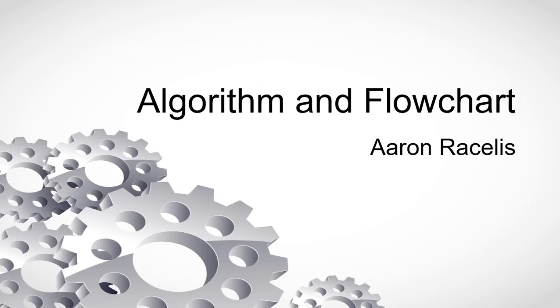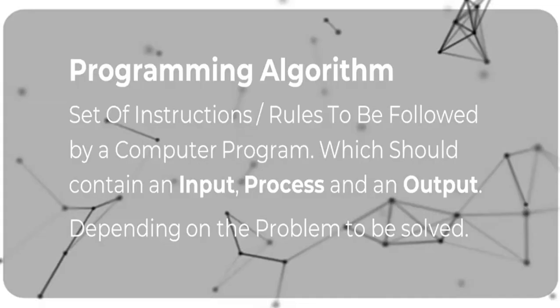Hello everyone. Today we're going to talk about algorithm and flowchart. So now let's define what is programming algorithm. Algorithm is a set of instructions or rules to be followed by a computer program. It includes input, process, and output depending on the problem to be solved.